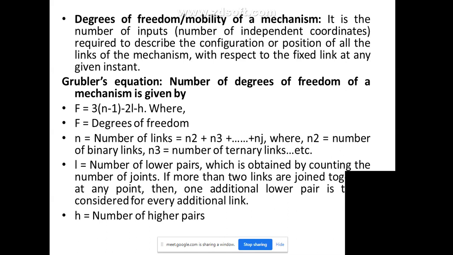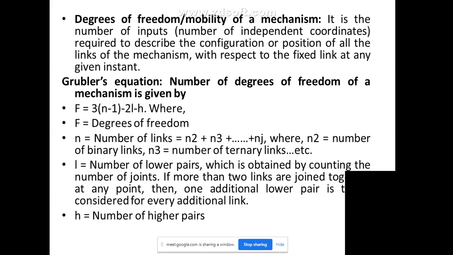So that can be given as the addition of all the links: the number of links, n2 plus n3, and it goes on like that. L is the number of lower pairs, and capital H, small h, is the number of higher pairs. The number of lower pairs is obtained by counting the number of joints, and if more than two links are joined together at a point, then one additional lower pair is to be considered for every additional link.